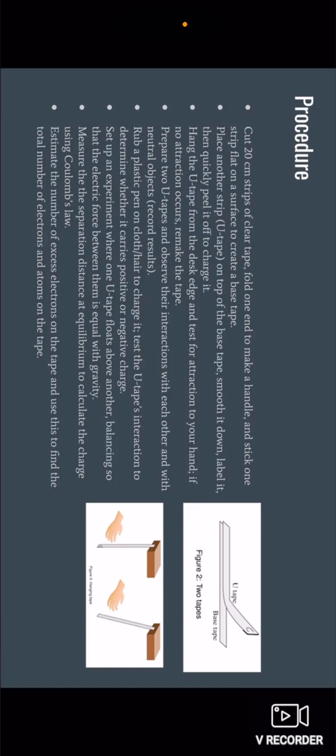In order to also create a charge, you would rub it on clothes and hair to create some sort of interaction, and then use that to determine whether or not it's carrying a positive or a negative charge. And then you ended up setting up the U tape so that it would float against the other one, and then you would do the experiment to determine how much of a distance the two tapes would move away from each other against the force of gravity, what the separation would be. And then you use that to find the excess electrons and total number of electrons.